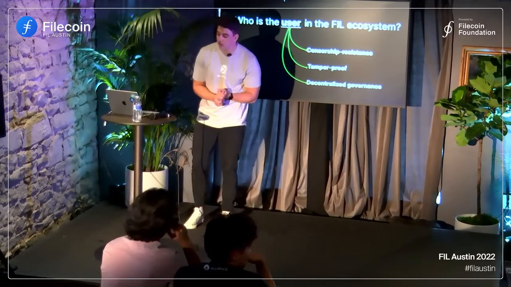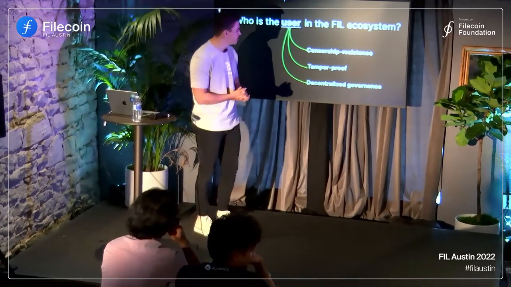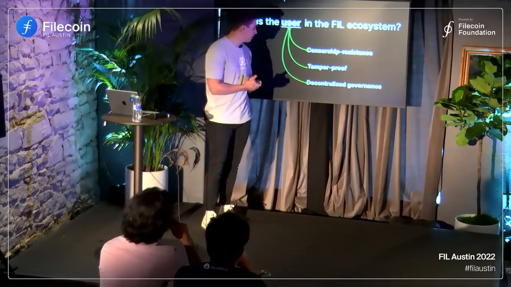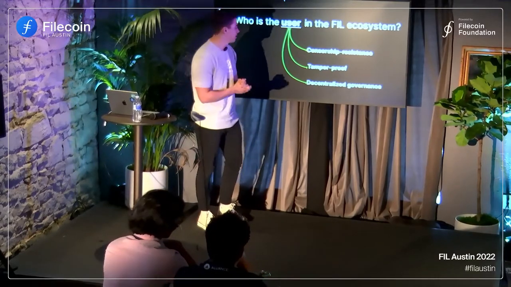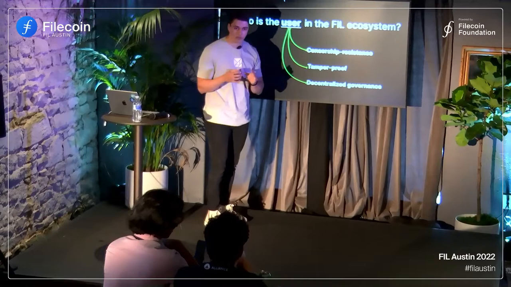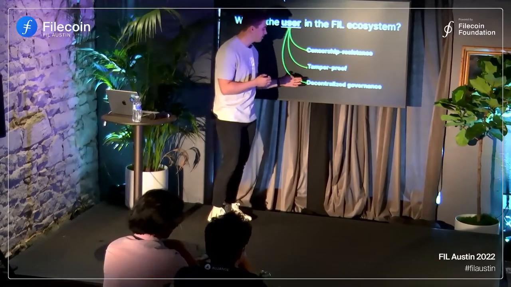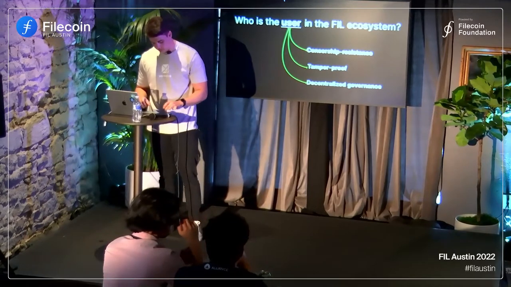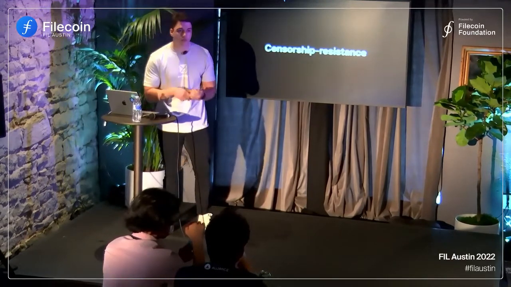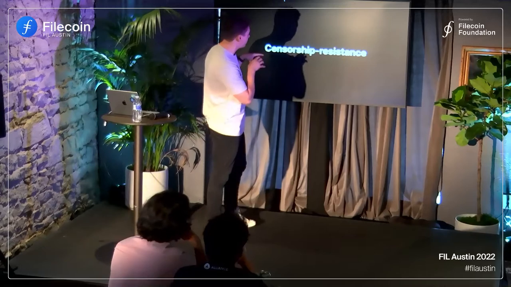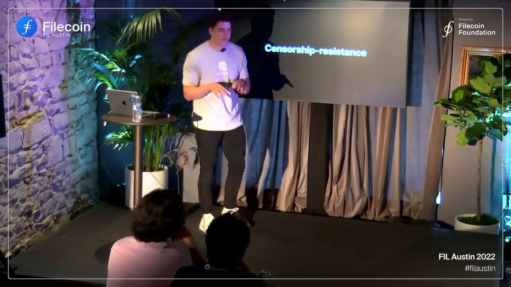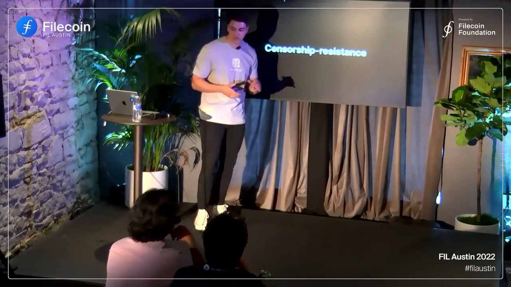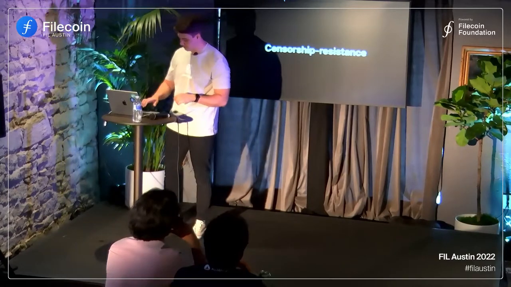So we understand that the user needs a censorship-resistant web. We understand that the user needs tamper-proof web content. And we understand there's a need for decentralized governance. So let's go over some examples, right? What kind of situation can we think of when we talk about censorship resistance?